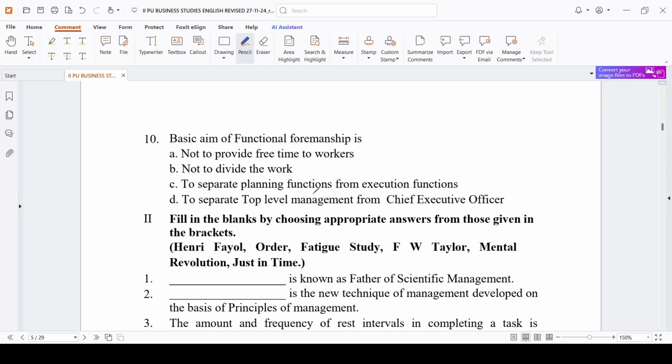Basic aim of functional foremanship, what is the major importance of this functional foremanship? Not to provide free time to workers? No. Not to divide the worker? No. To separate planning functions from the execution function. So you have to have a separate set of planning functions and a separate set of execution functions. This is the answer.